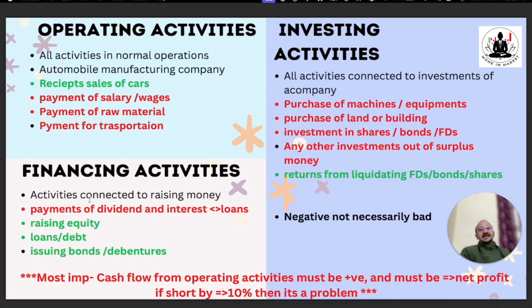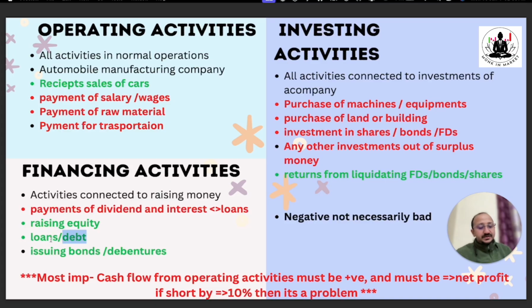Now, financing activities are activities connected to raising money. If I need some funds for my business, how can I raise it? Either by equity or by debt, by loans. So green color means I am raising money from equity. That money is coming to me. I am issuing either maybe an IPO, maybe an FPO. So if money is coming in from equity, it means I am adding money, so it is green in color.